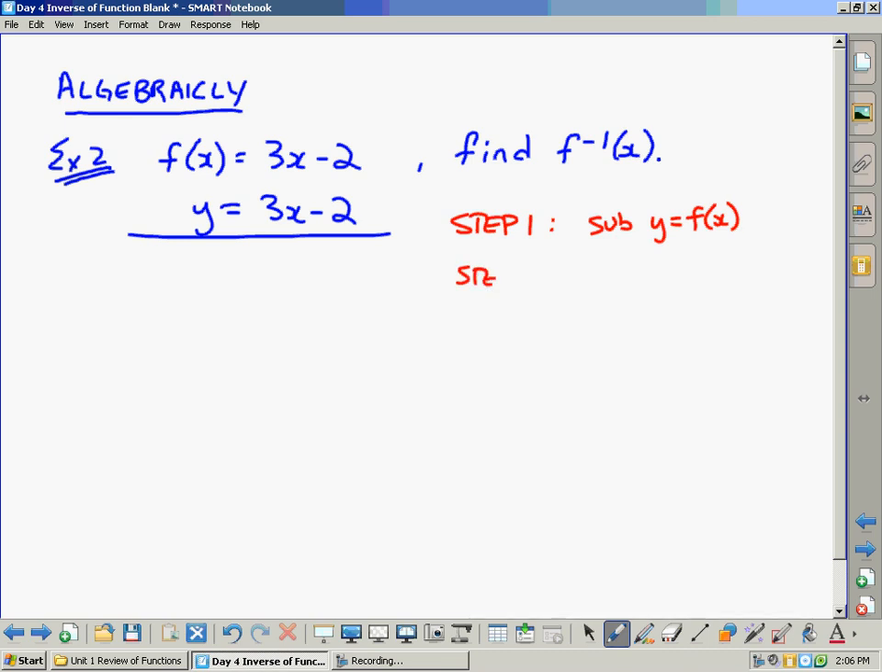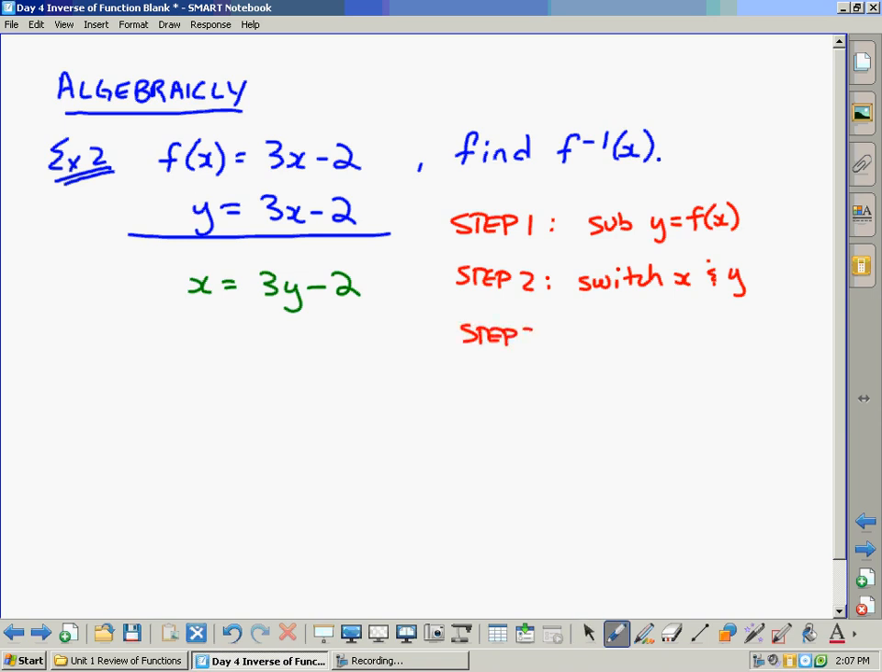Step 2 is actually taking the inverse. So switch x and y. Wherever you see an x, you're going to replace it with a y. Wherever you see a y, you're going to replace it with an x. So here it goes, x equals 3y minus 2. This technically is the equation of the inverse, but we don't like to see equations written this way. We don't want x equals, we want y equals. So all that's left now is to rearrange so that y equals.